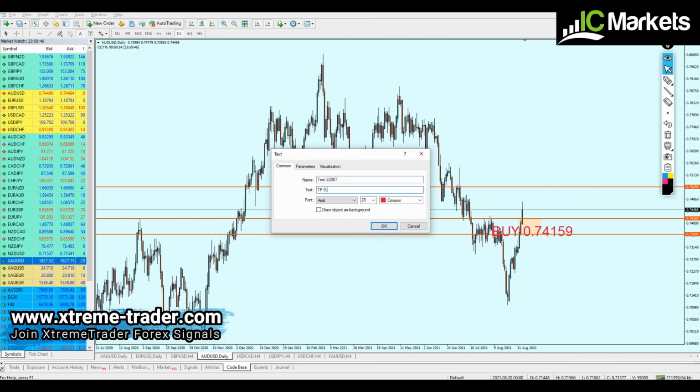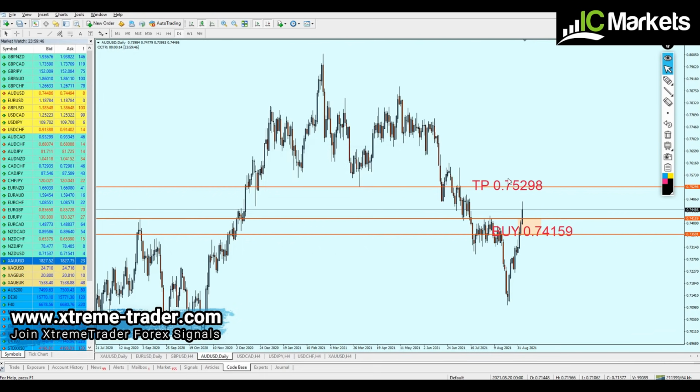Take profit level is 0.75298. There goes your signal for the AUD/USD. Hopefully it's gonna work very well and bring us lots of profits.